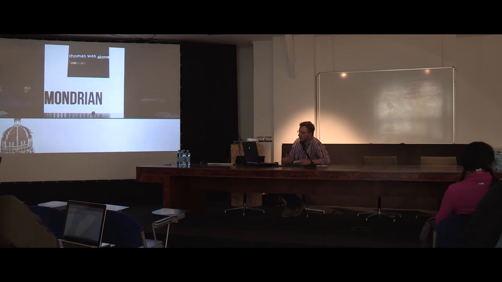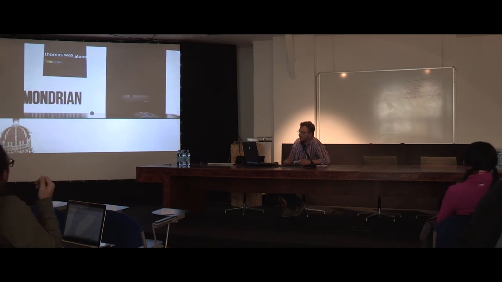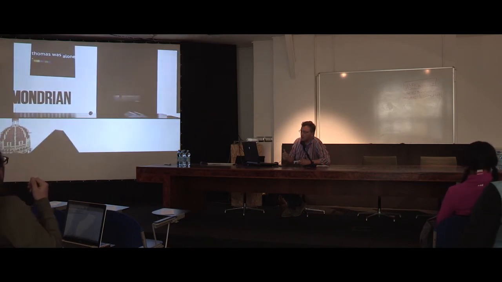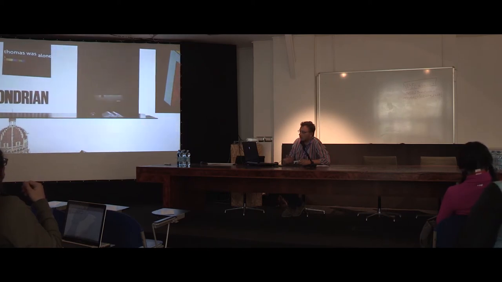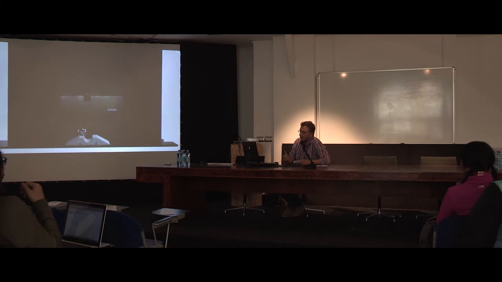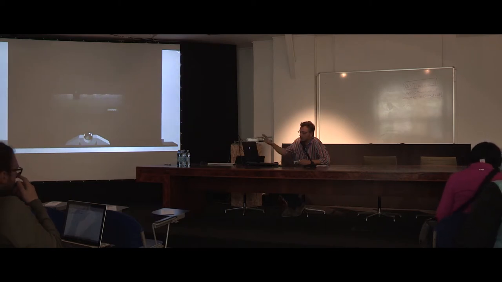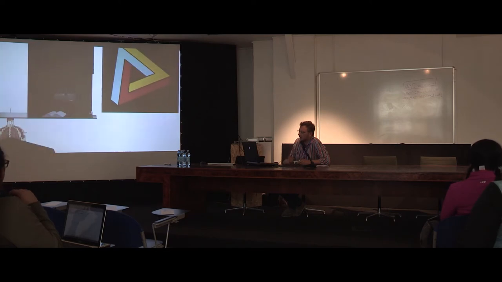And the last example is Mondrian. I don't know if you know Thomas Was Alone. Thomas Was Alone is a game where you control three kinds of shapes with different colors, and each one is able to do different skills, and you just have to lead them through all the levels. So it's a collaborative game of shapes and colors.